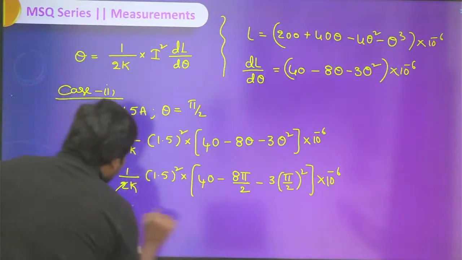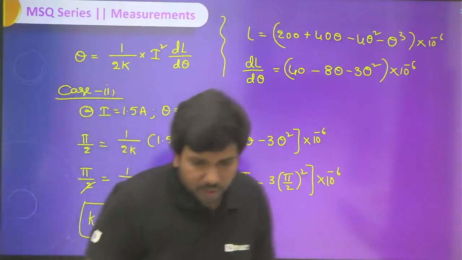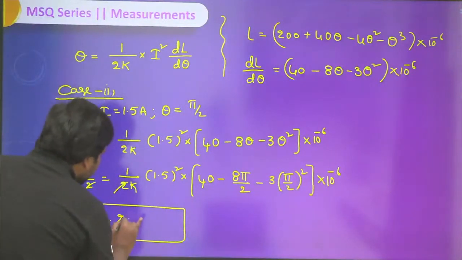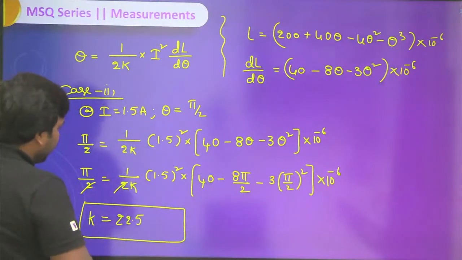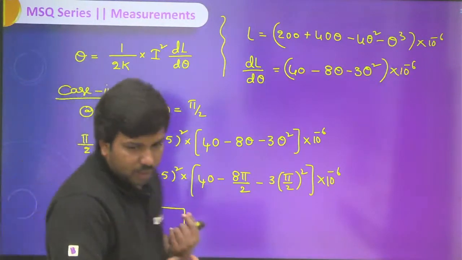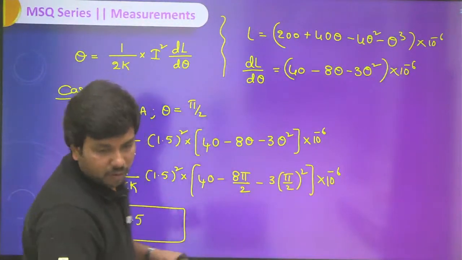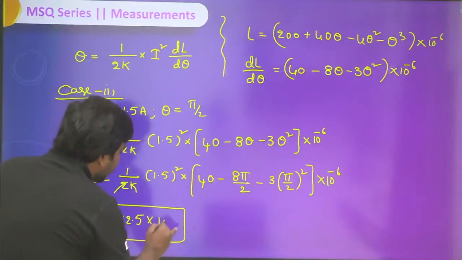So get the value of k from here, right? So get the value of 22.5. Krishnaveni is also giving it, and most of the students are giving the same. So let me go with that. 22.5 into 10 power minus 6. Do you have that value? 22.5 into 10 power minus 6. Will you have the 10 power minus 6 or not? I guess you will be having 22.5 into 10 to the power of minus 6.